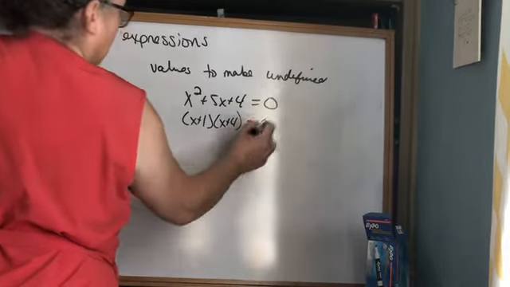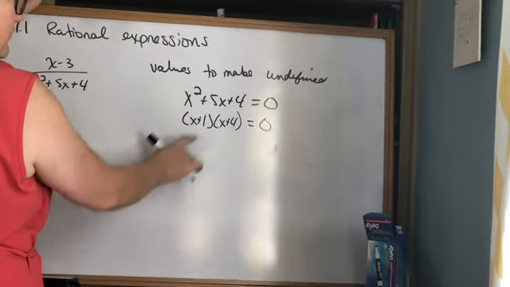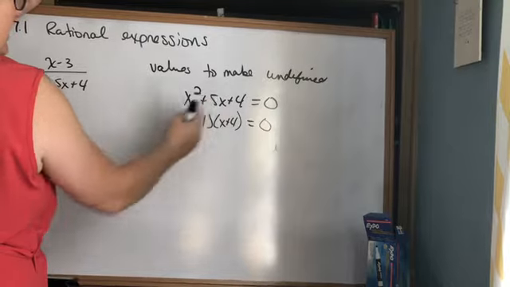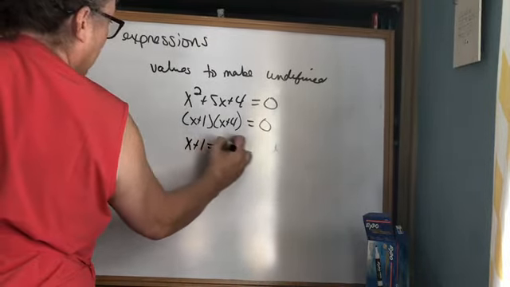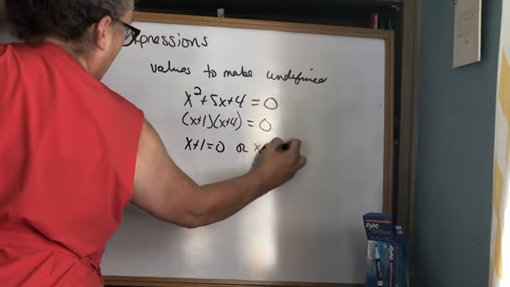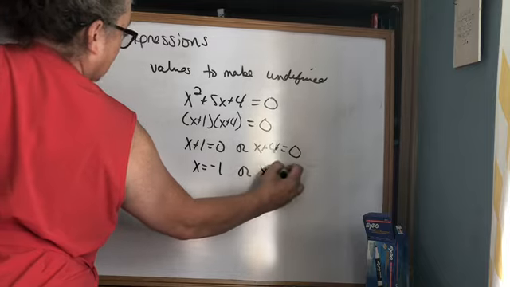So equals 0. So I factor this. When I multiply this, x times x is x squared, x times 4 is 4x, x, and then 4. And then it would add up to there. So now I can see that we have x plus 1 equals 0, or x plus 4 would equal 0, so x equals negative 1, or x equals negative 4.